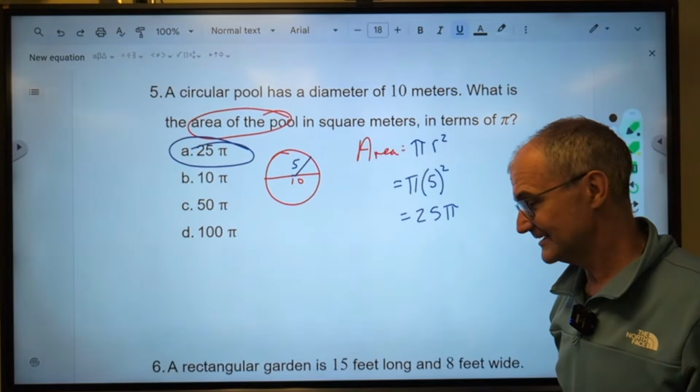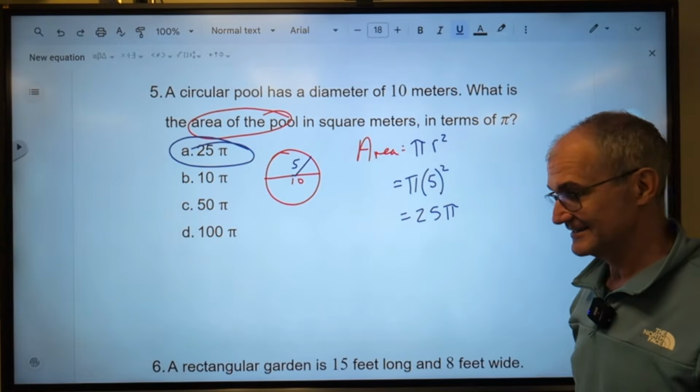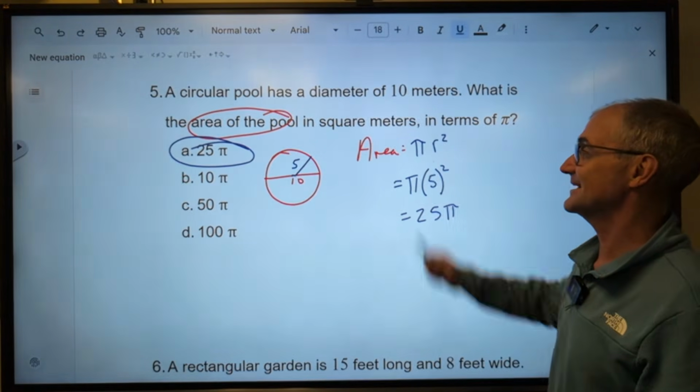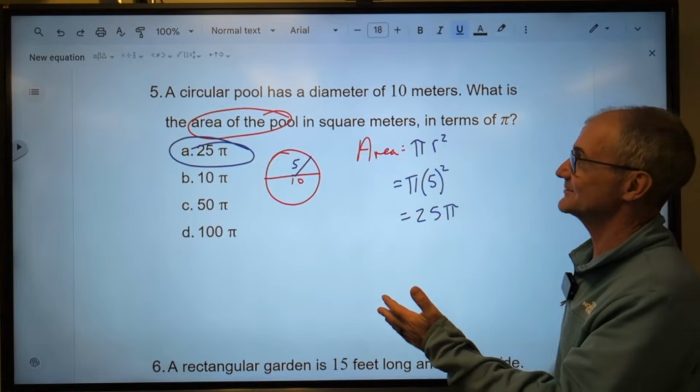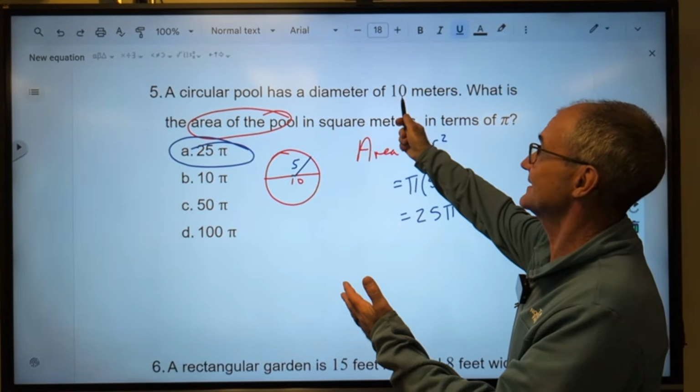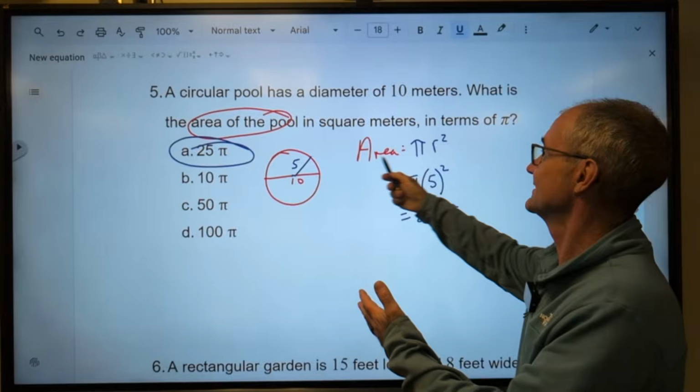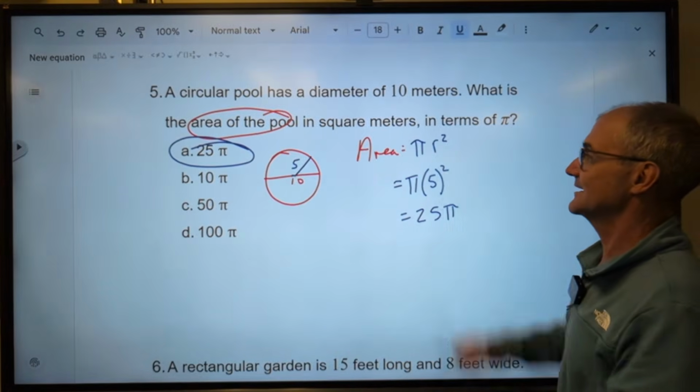Did you get it? I don't see any A's there. You do have to know that equation. Step 5, check your work. The pool has a diameter of 10, therefore a radius of 5. Area is radius squared times pi.